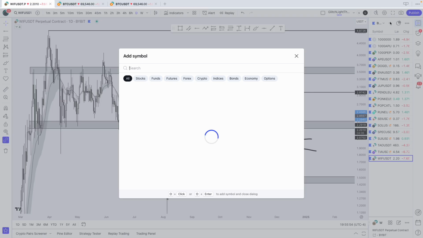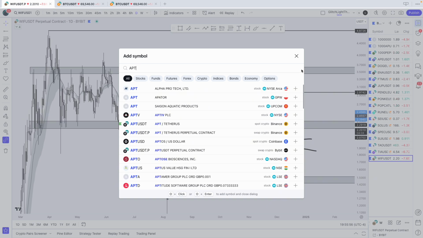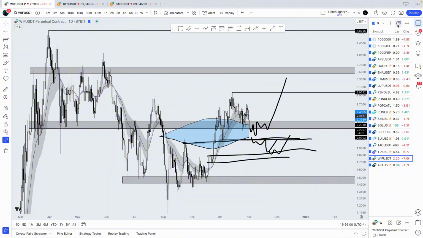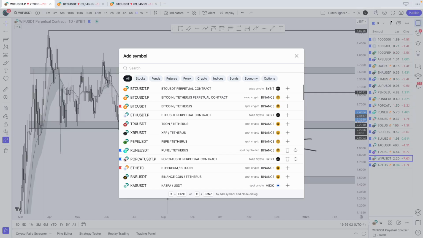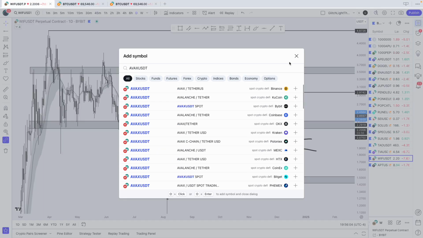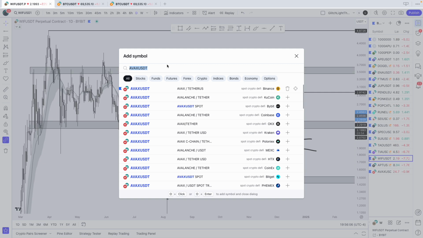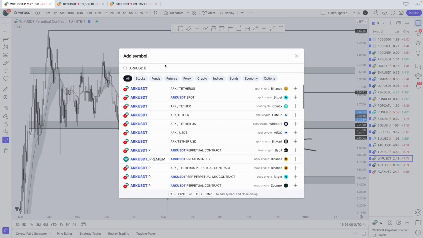All right, so let's just see here. APT. What was the other one? AVAX. And Bark.